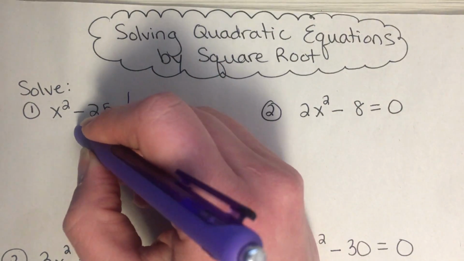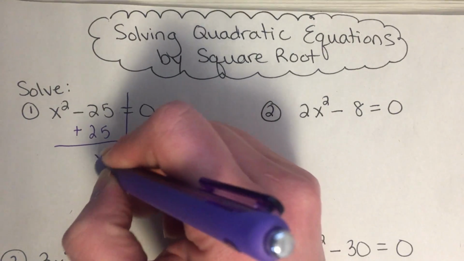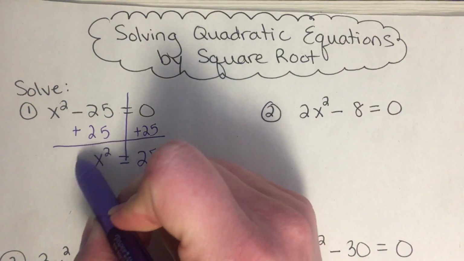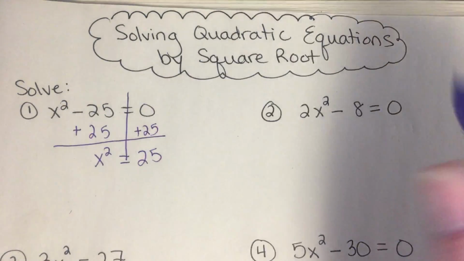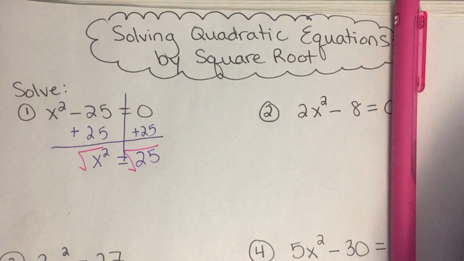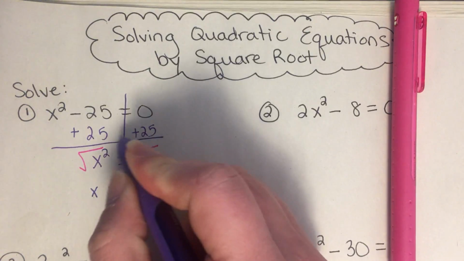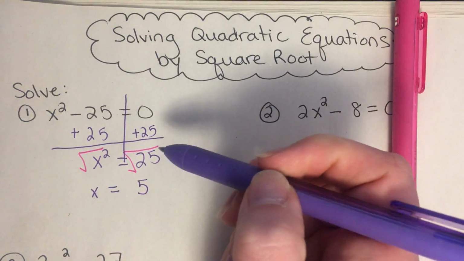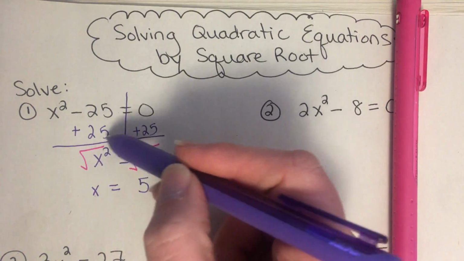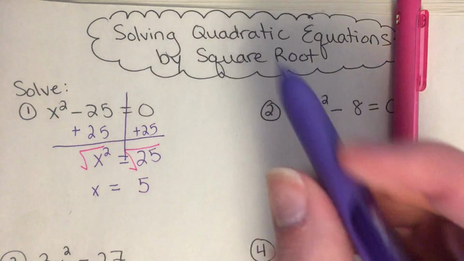We can do that by adding 25 to both sides, and we wind up with x squared equals 25. Now, the inverse operation of x squared is to take the square root. So we will take the square root of both sides, and we are left with x equals 5. However, it's not just a 5, because if we plug in 5 for right here, we'll get 5 squared is 25. But what about negative 5?